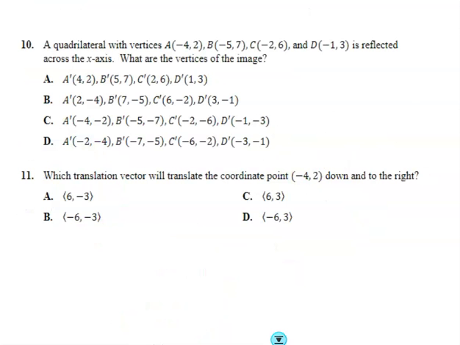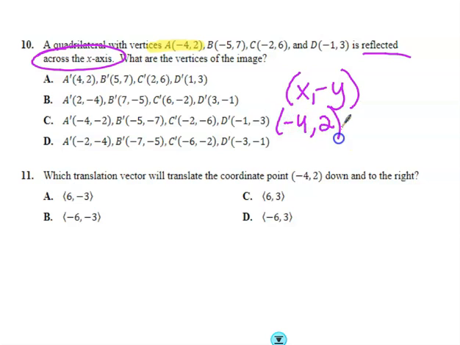All right, moving right along to number 10. So what's important for number 10 is just focus on one vertex. So I'm just going to focus on one coordinate. So A is negative 4, 2. And then it says reflect across the x-axis. Well, that rule is (x, y) goes to (x, negative y) because it's flipping over the x-axis. So if I had negative 4, 2, what would that change to if I applied that rule? Well, that would mean the x would stay the same and the y would change to a negative. So which one of my options has that as a choice?